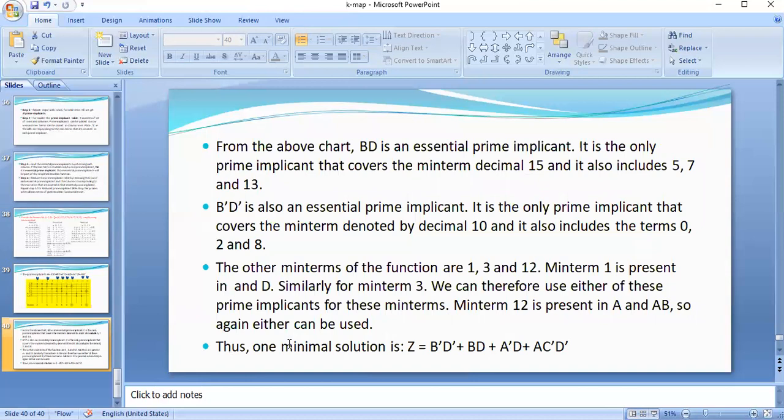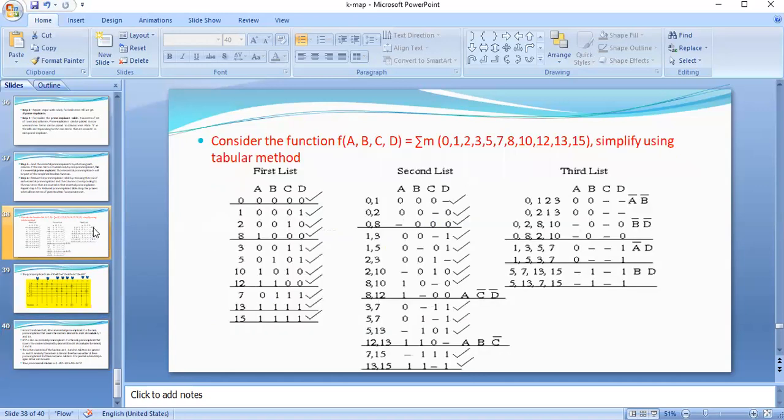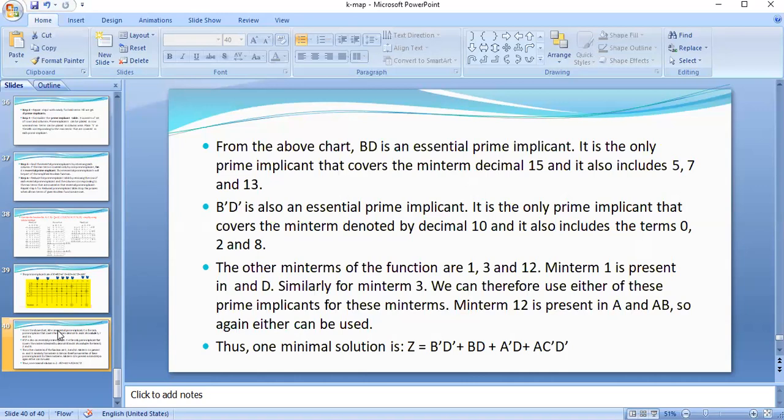We have two possibilities here. Why? Because the 12 minterm we have in A C bar D bar and also in A B C bar. So we may choose this one or this one, which means we have two possible expressions here. So this is about the tabular method of minimization. Thank you.